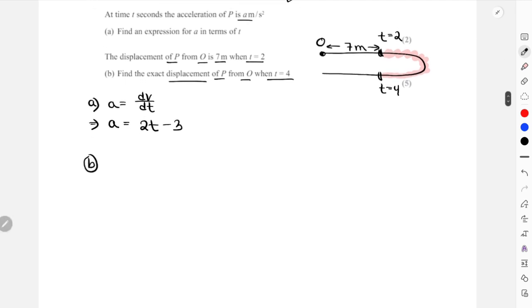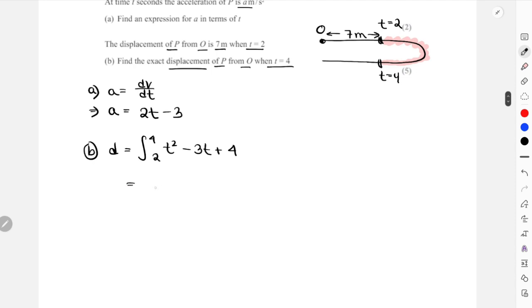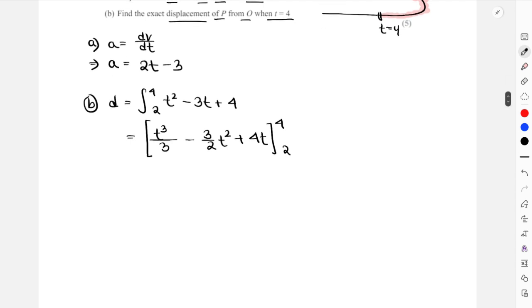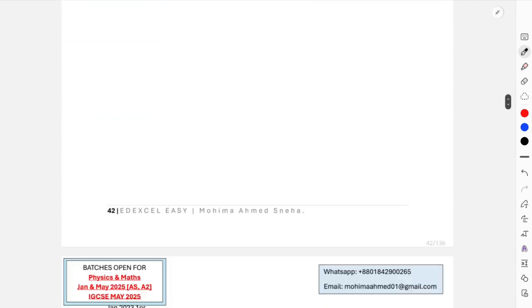Okay, so for part B, the equation for displacement is the integral from 2 to 4 of t squared minus 3t plus 4, which is going to be t cubed over 3, then 3 over 2 t squared plus 4t, and obviously with the boundaries of 4 and 2. If you input the value for 4 into the equation and then subtract the expression with 2 inputted, this will give you 47 by 3. I'm not calculating that, but you have to calculate it. I'm just explaining the overall process and method. This is 47 over 3. After this, we'll move on to the next question.